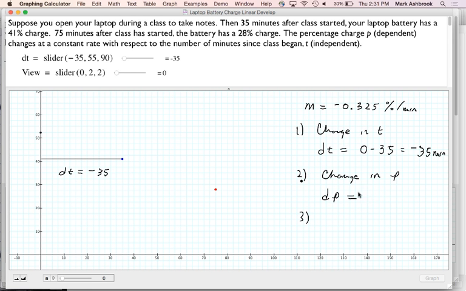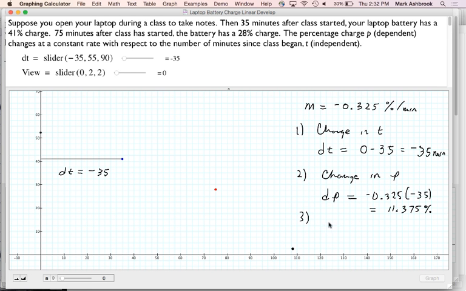So it's going to be negative 0.325 times negative 35 gives us change in p of 675. So if we decrease time now, our percent's going to go up, right? If we decrease time because we had more battery power before, right? So now it's going up. That's why it's positive. Two negatives make that positive. It's going to go up that much.